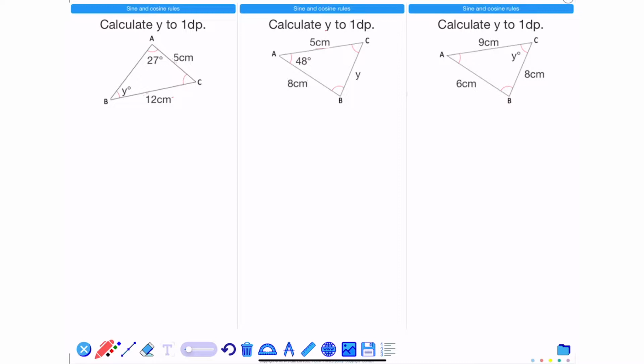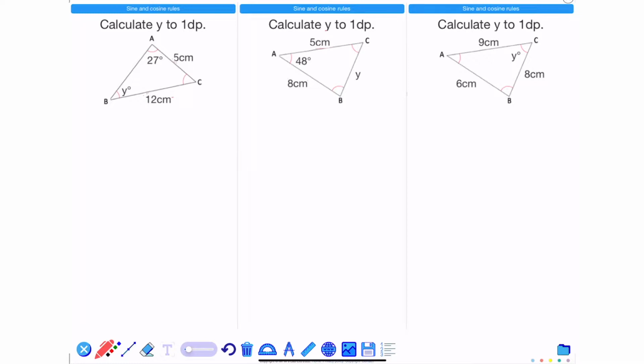In this video, we're going to be looking at how to apply the sine and cosine rule in order to find an unknown side or an unknown angle. One of the biggest problems students face is knowing when to use the sine rule or the cosine rule.